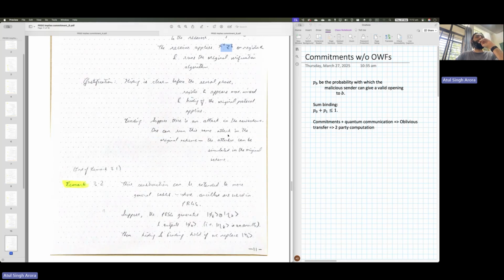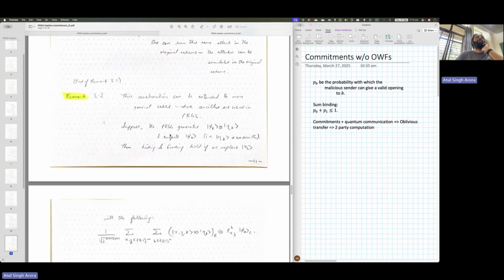And so basically, the new scheme is no more secure than the old scheme. Every attack in the new scheme can also be carried out in the old scheme, and so you're as secure as the original scheme. You don't lose anything. Okay, so that was the first remark about making the communication classical in the reveal phase.